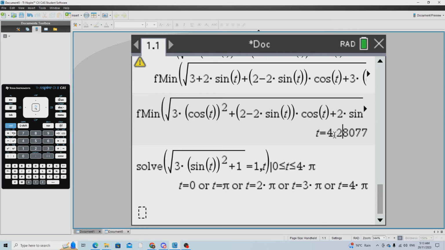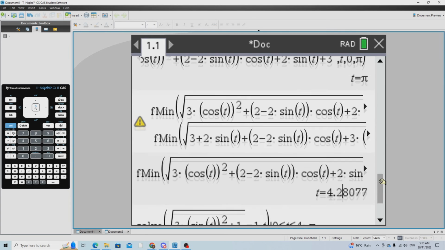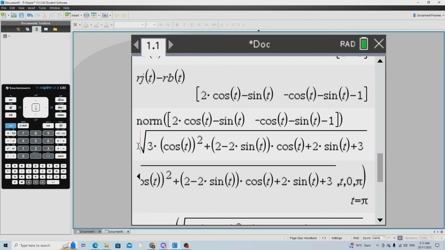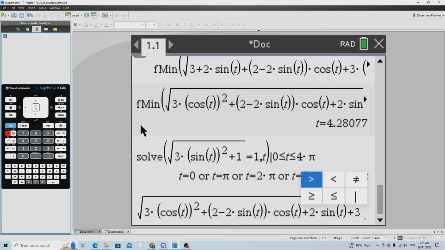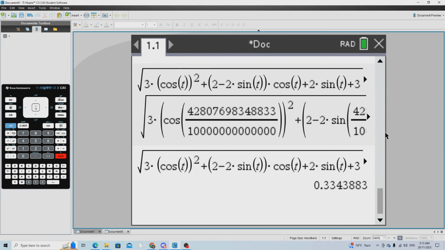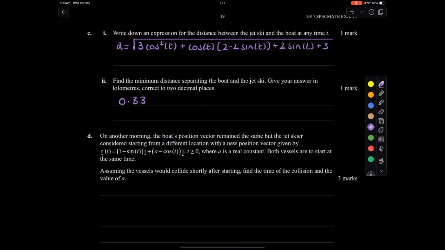So at this time is where the minimum distance occurs. So again, what's the distance formula? What we did was, it's this one over here, and we put that time in there, and it gives us this. So to 2 decimal places, that's 0.33 kilometers.